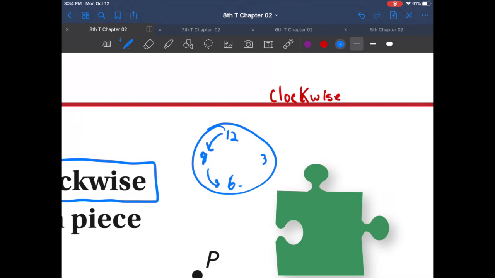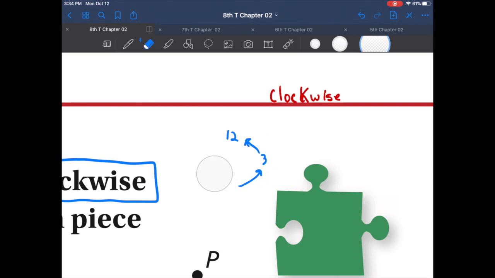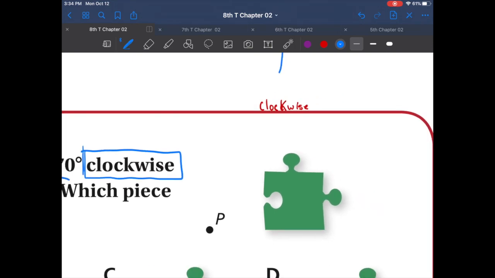So it'll go 12, 9, 6, 3, and back to 12. That's counterclockwise, okay? The more we practice, the more we'll get it. So going like the clock is clockwise, going against the clock is counterclockwise, okay?